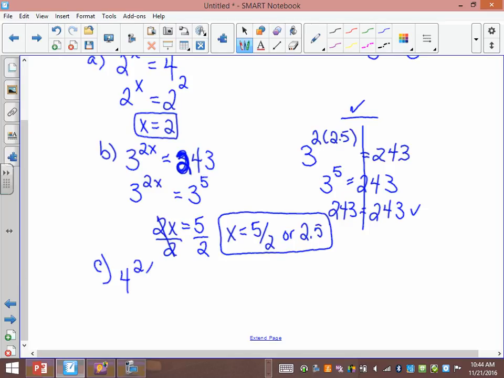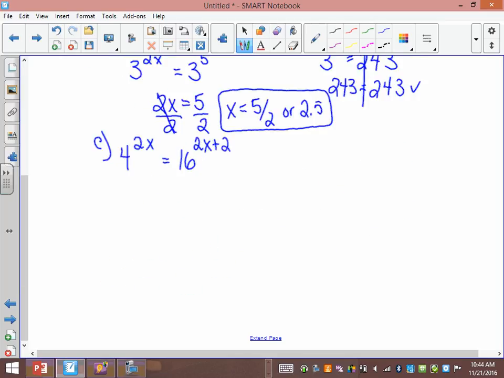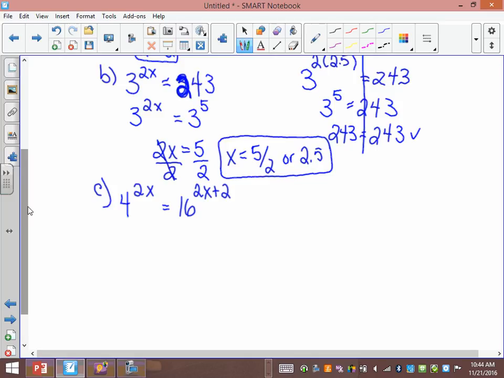4 to the 2x equals 16 to the 2x plus 2. My hint for this one is you can make them both be base 4. Try it out.